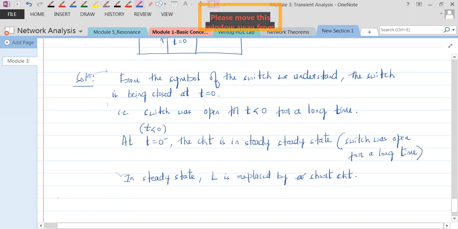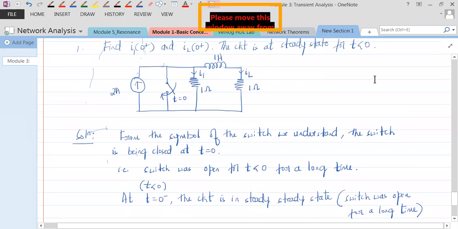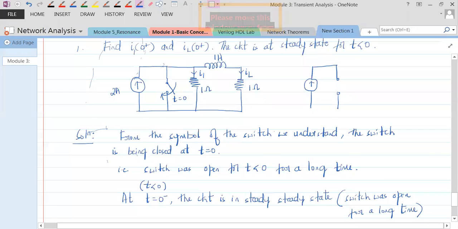Therefore at t equal to 0 minus, the circuit becomes this. At t equal to 0 minus, the switch is not closed, mind you. So we need to draw this circuit at t equal to 0 minus. Everybody just see what's happening. This current will anyway be there at t equal to 0 minus. But what would happen to this switch? This switch would be open. The switch is open at t equal to 0 minus.